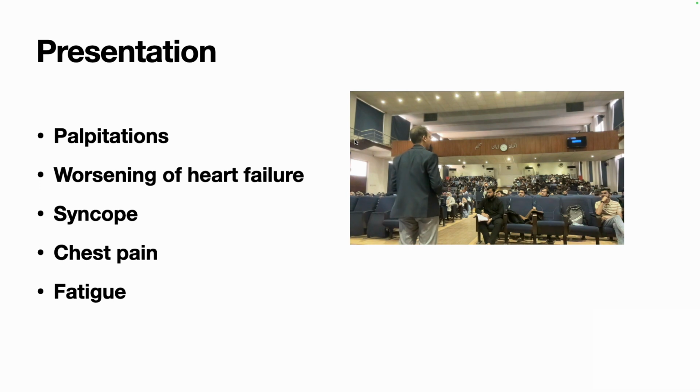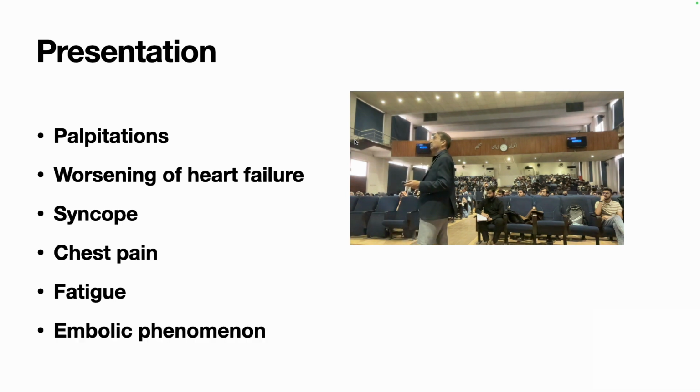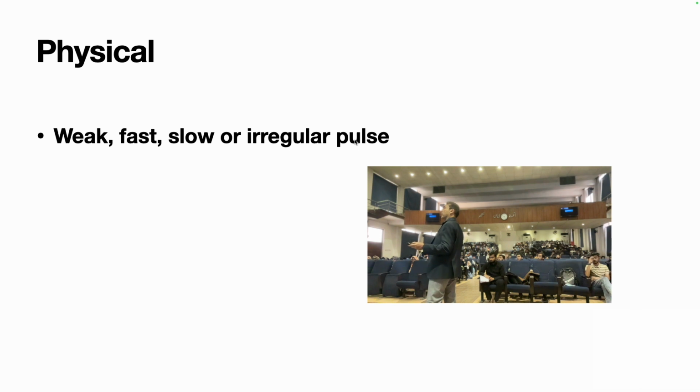For example, in atrial fibrillation, the atria are not contracting, they are just quivering. So the blood stays there and a clot forms, and when sinus rhythm starts, the clot may be propelled, and the patient may present with embolization. So you may come across embolic phenomena. These may be the presentations of patients who have arrhythmias. On physical examination, you may find a weak, fast, slow, or irregular pulse.